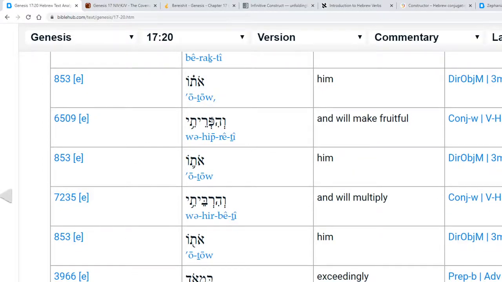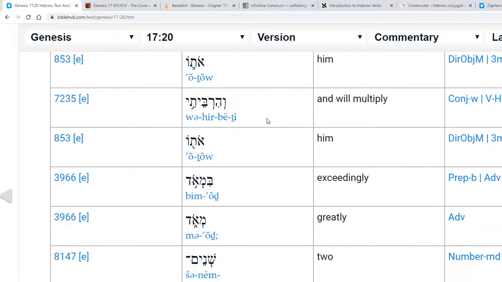Vehifreti, so this is to cause to be fruitful, right? The root is pe resh he or pe resh vav. Pe resh he, I think we said before. Vehifreti, and I caused him to be fruitful, right? Well, the vav is flipping it from the perfect to the imperfect. Oto, and I will make him fruitful. Vehirbeti, right? Again, from rav or resh bet to multiply, right? Here beti, I cause to multiply. I will cause him to multiply. Oto, again, direct object for him.